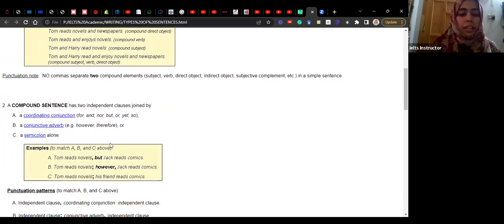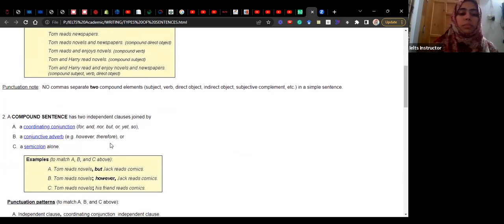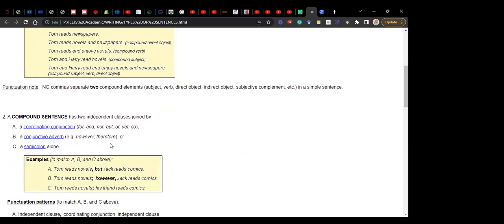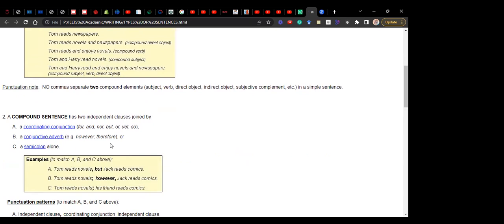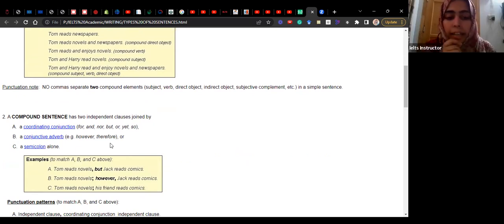Now to understand this, first you should know what a coordinating conjunction, a conjunctive adverb, and a semicolon are. Okay, these three things are very important in order to understand the concept of a compound sentence. All right, so coordinating conjunctions are words like for, and, nor, but, or, yet, so. Conjunctive adverbs are, for example, however, therefore, hence, words like that. A semicolon is, you might know, a dot and a comma together.